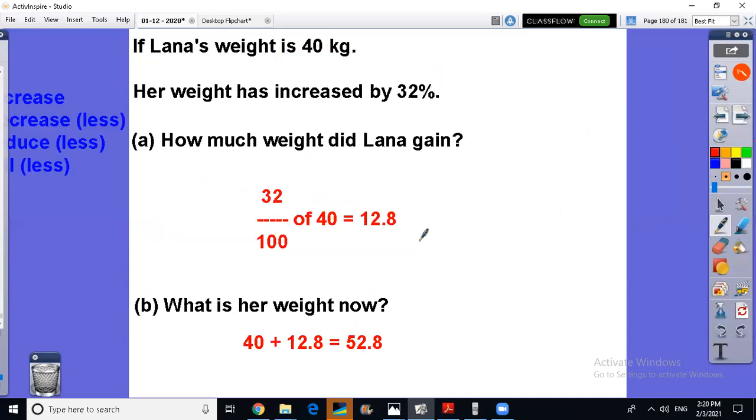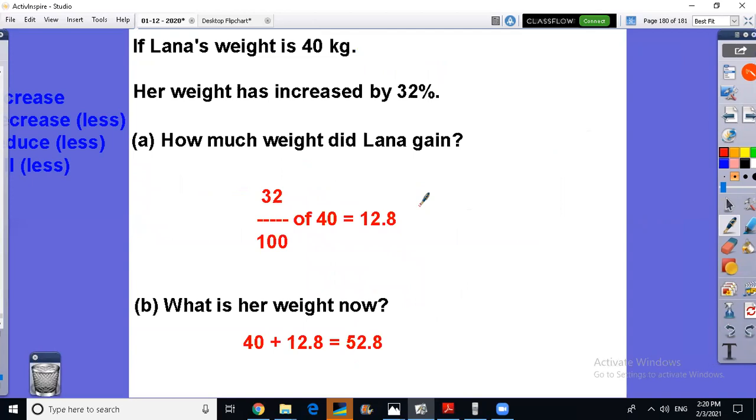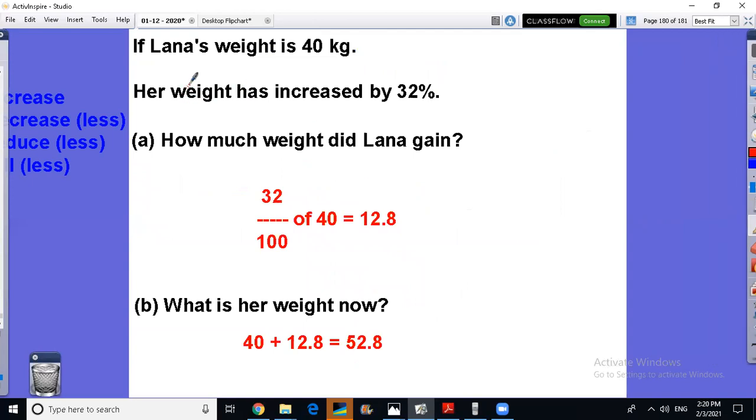The last question here, just to remind you of what we did in the session. We did this already in the session. We said if Lana's weight is 40 kilograms, her weight has increased, which means it has become bigger or more. She gained weight by 32%. How much weight did Lana gain?